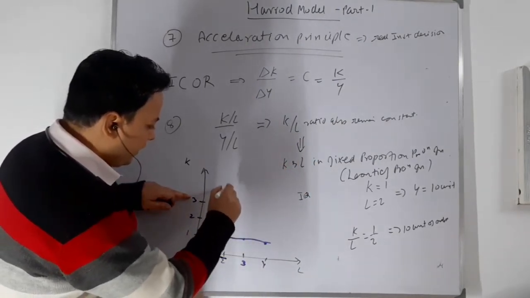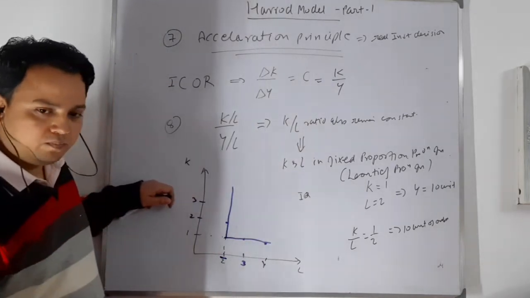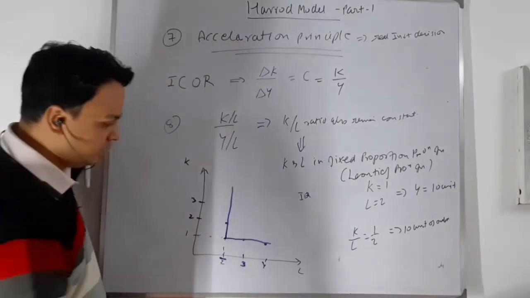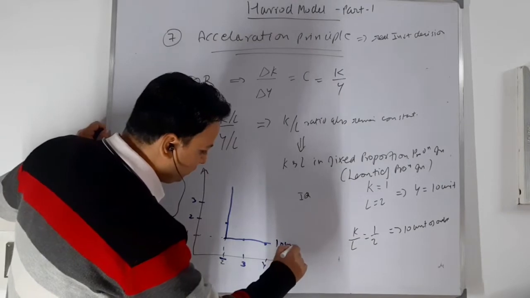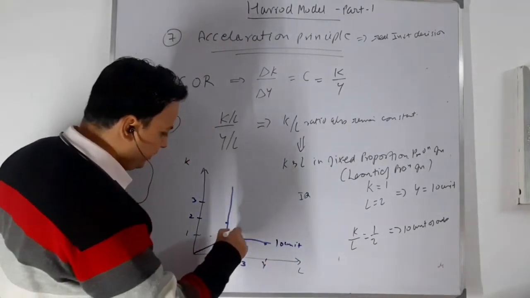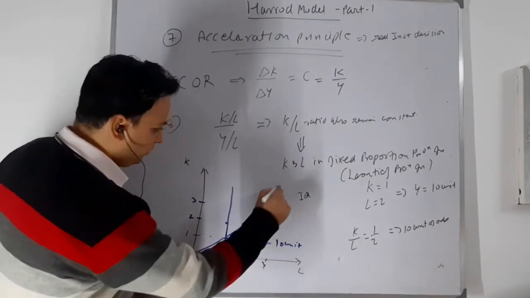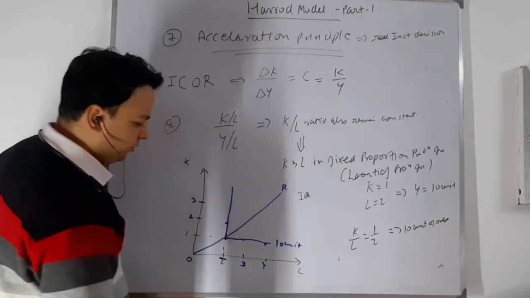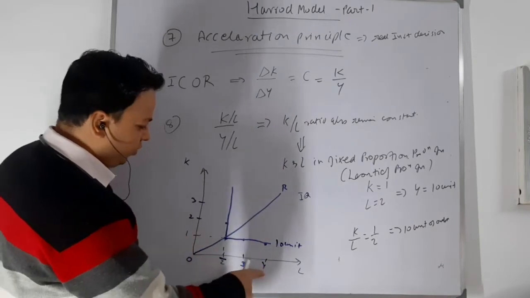Joining on this point, I get the isoquant. Here I am producing 10 units of output. And production will be taking place along this ray from the origin. Okay, this is the production point: 2 units of capital and 4 units of labor.